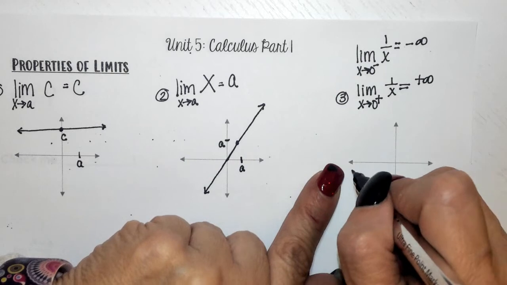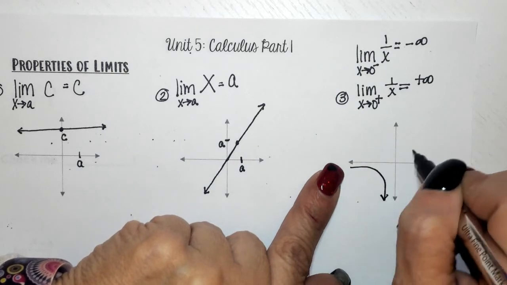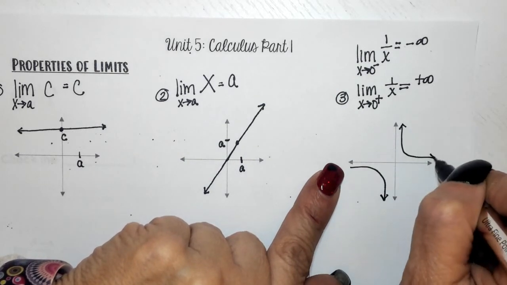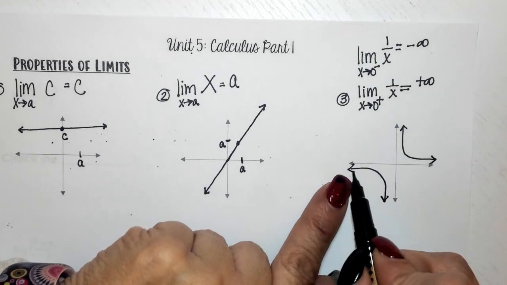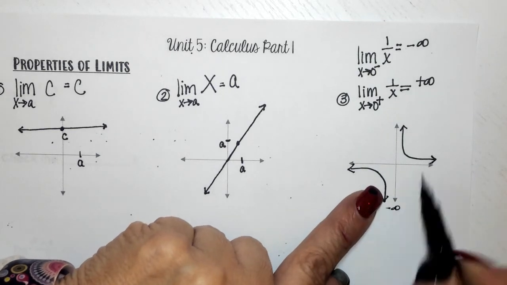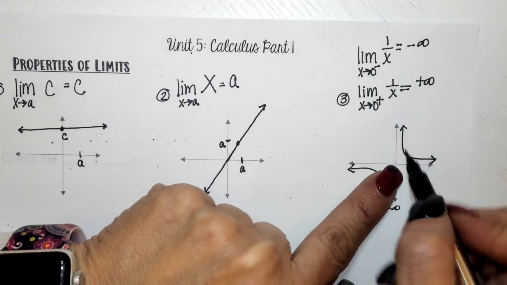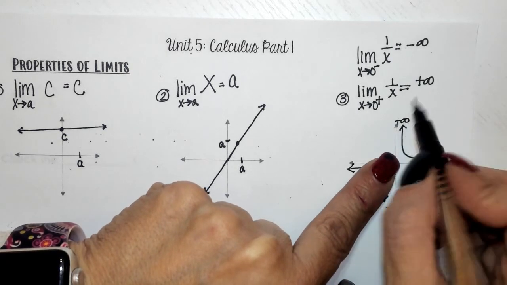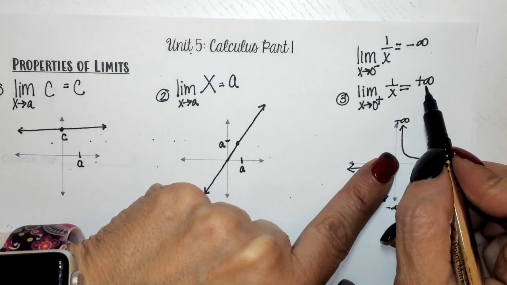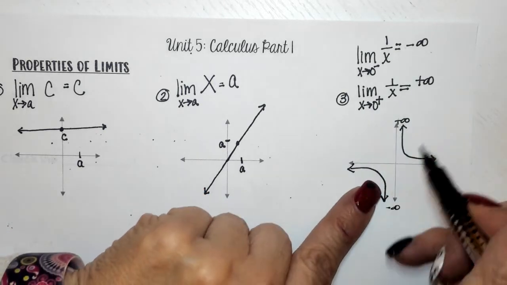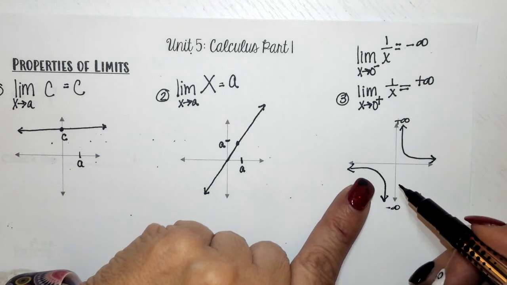And now on this one, remember we had our graph going this way, and we had our graph going this way. So just a reminder, when we came in from the left, we went to negative infinity. And when we came in from the right, we went to positive infinity. Okay? That's just a reminder. We just did that one just 2 seconds ago.